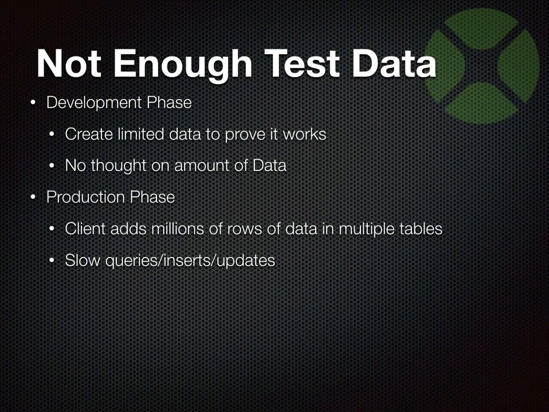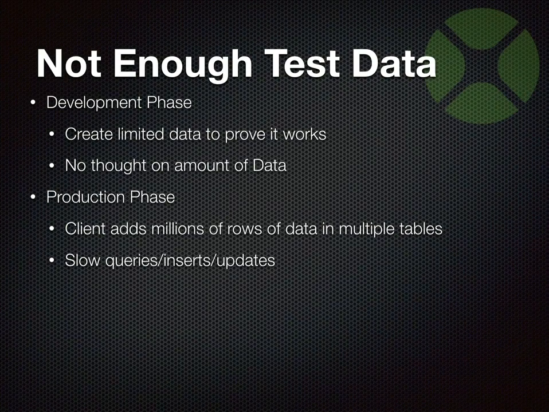So in our development phase, generally what we do is, here's our list, we're going to add, we're going to edit, we're going to delete. Maybe we'll do this 3 or 4 times to make sure our sorting works on our list boxes, and then we go to the production phase where the client adds millions of rows.